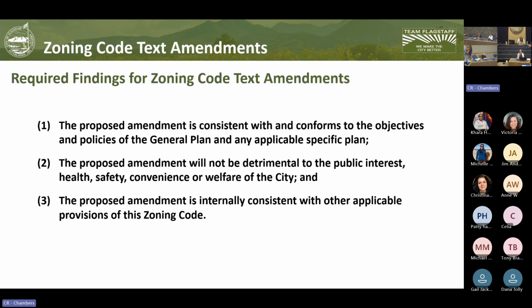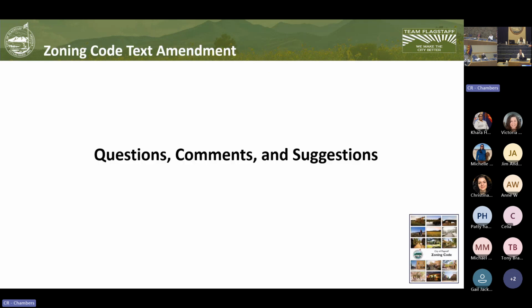These are the required findings that need to be met for a zoning code text amendment. It needs to be in conformance with the general plan. At the next time around, I will provide you with all of the goals and policies from the regional plan, and that will be the 2030 plan, that support this text amendment. The proposed amendment will not be detrimental to the public interest, health, safety, convenience, or welfare, and the proposed amendment is internally consistent with other applicable provisions of the zoning code. And with that, I'm happy to answer any questions, comments, or take any suggestions you have on this amendment.